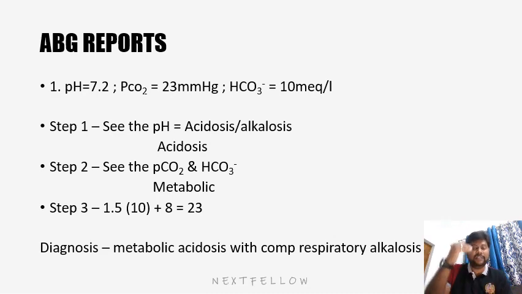Next, step 2 is see the PCO2 and bicarbonate level, which is favoring your step 1 diagnosis. If PCO2 is favoring, then it is a respiratory disorder. If bicarbonate is favoring, then it is a metabolic disorder. After confirming the diagnosis, now you have to see whether it has compensated or not. For that, find the formula for this particular disorder, substitute the value in that formula, compare it with the patient's value, and you can easily make out whether it is compensated or not. So this is how acid base disorders can be diagnosed.